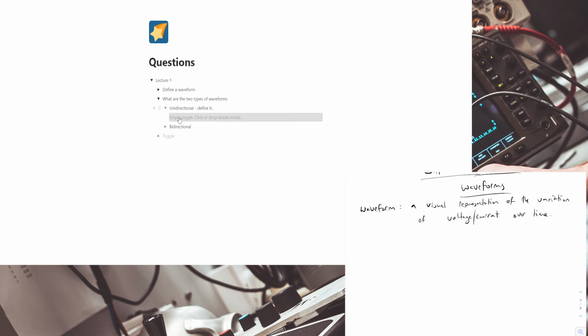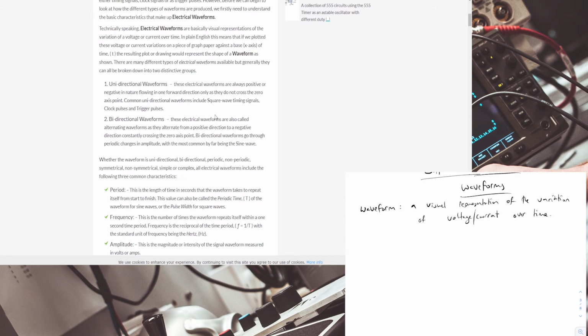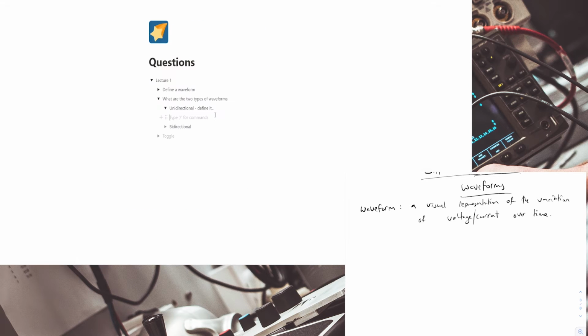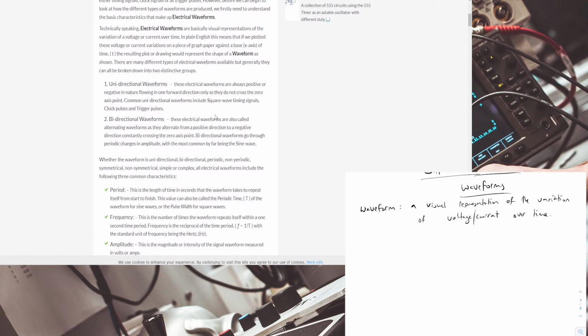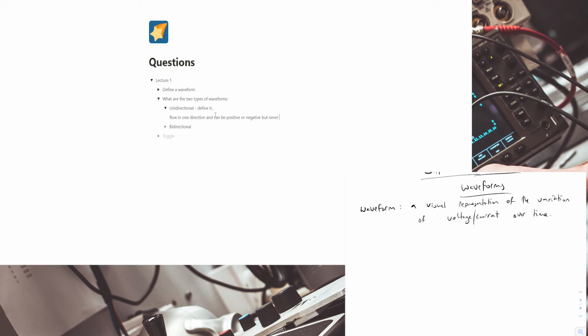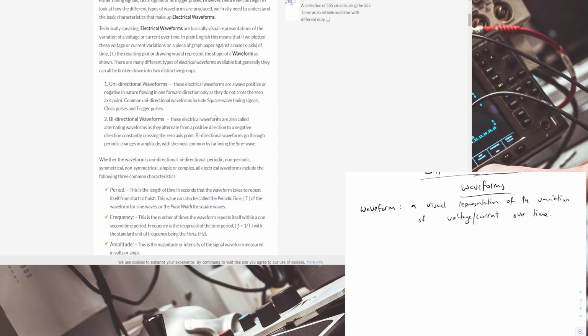So unidirectional, define it. Usually, if you can define it in your own words, that's a lot better. It's way more likely that you memorize it. Unidirectional would be, they flow in one direction, can be positive or negative, but never cross the zero line. I'm not sure what that means. They never cross the zero axis point.